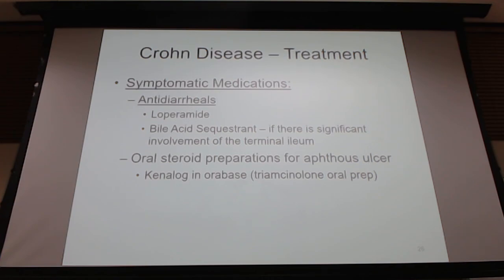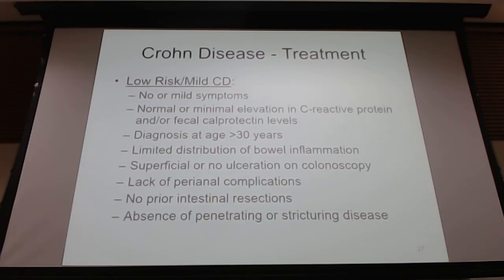Pretty painful, but a lot of improvement with these by treating them with an ora-base that's Kenalog, that is a steroid. That's how we handle a lot of these autoimmune diseases. So if they're in this low risk, meaning no symptoms or mild symptoms, we see a little elevation in their CRP, a little bit in their fecal calprotectin.